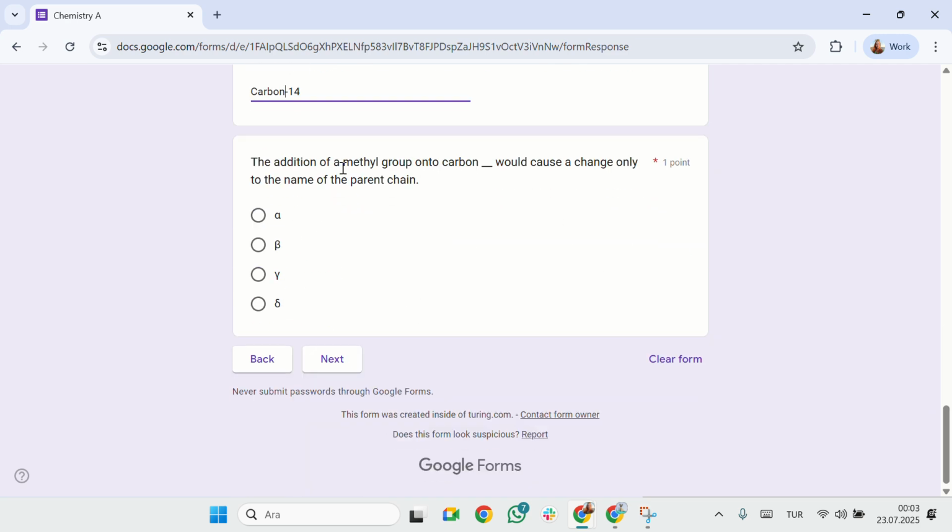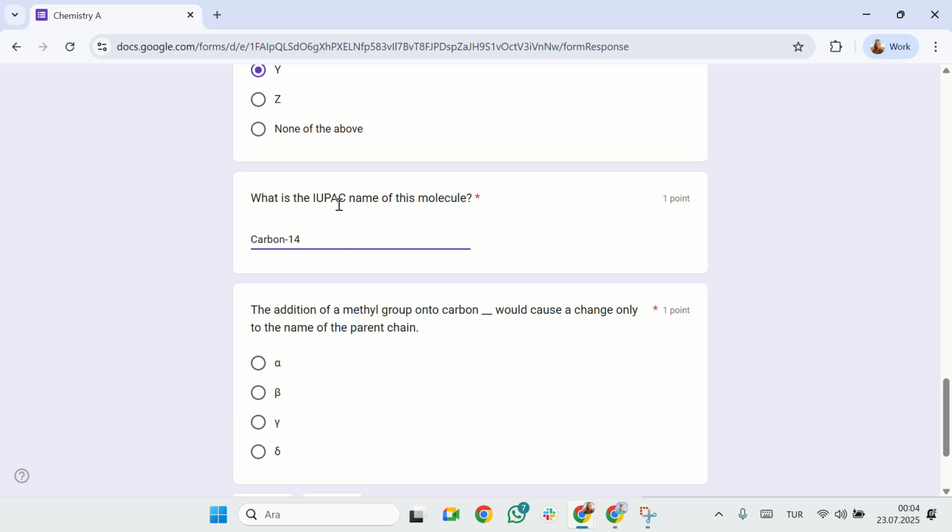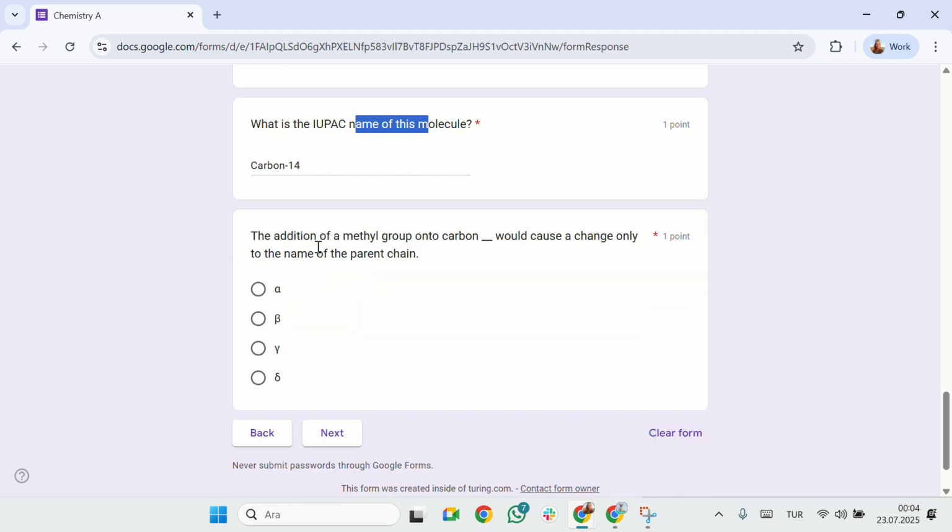The addition of a methyl group onto carbon would cause change only to the name of the parent chain. A methyl group onto carbon something would cause a change only to the name of the parent chain. Okay, we know this is wrong now, but let me think. The addition of a methyl group.